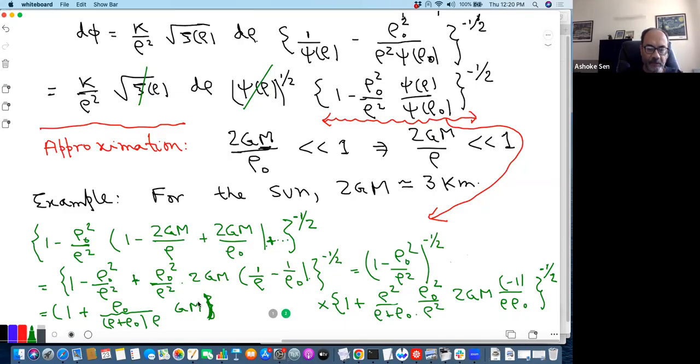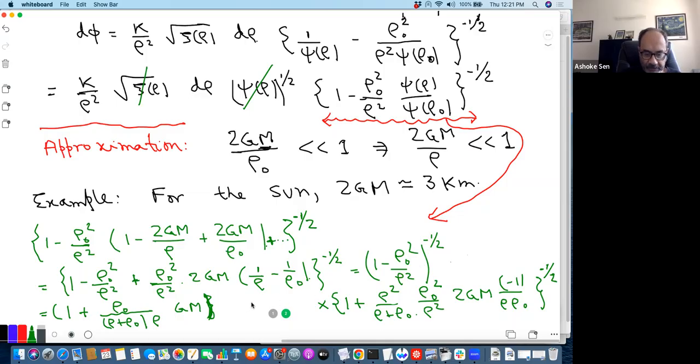Okay. Again, this is straightforward algebra, but you should be able to work this out. Right? So the important point is that you are doing an expansion in powers of 2gm over rho naught. Right? So higher powers of 2gm over rho naught, we are just ignoring. Okay. So you are basically now going to substitute this in this expression and see what we get.